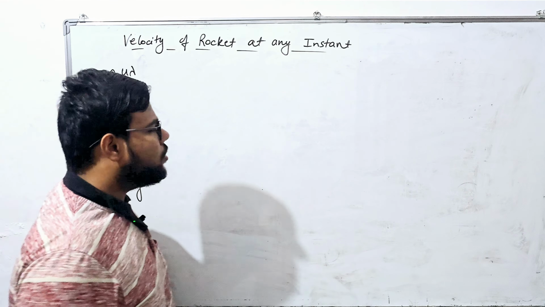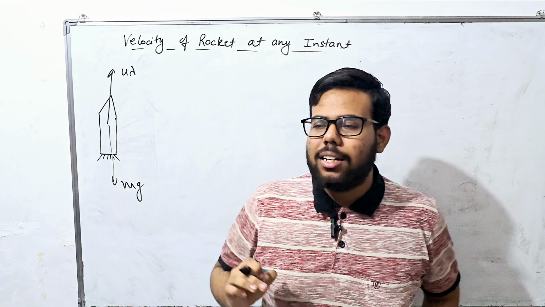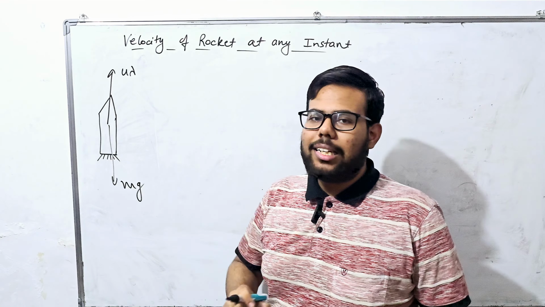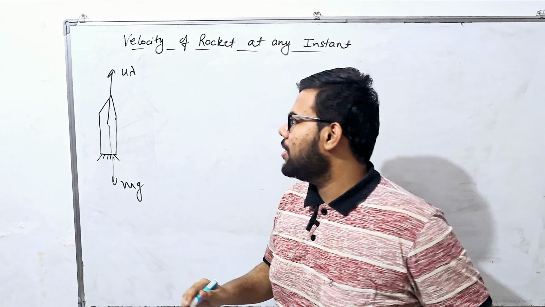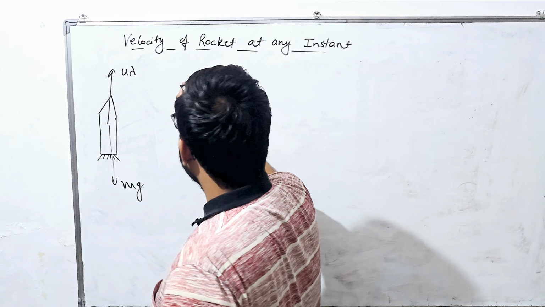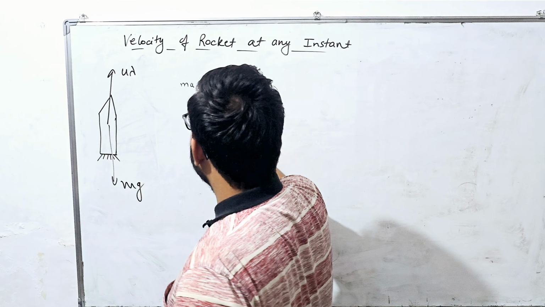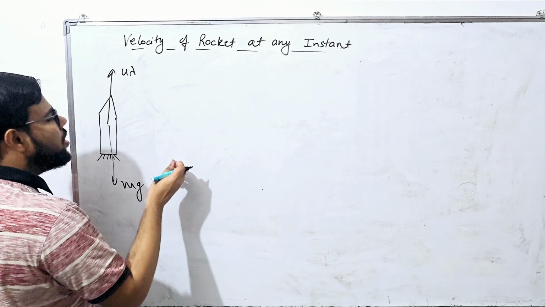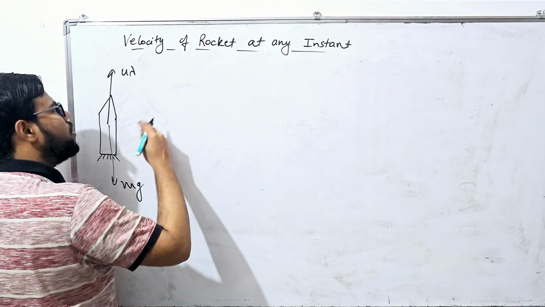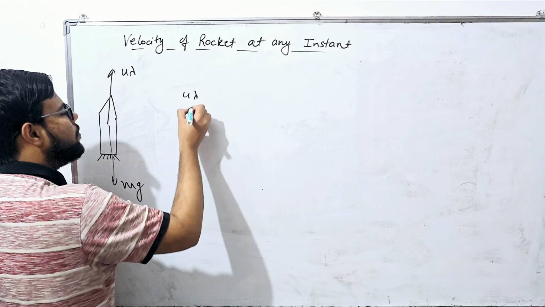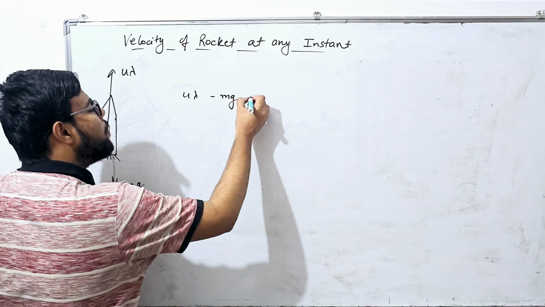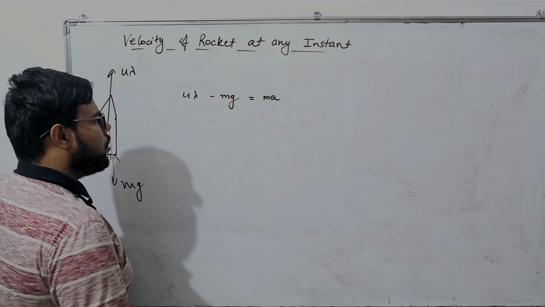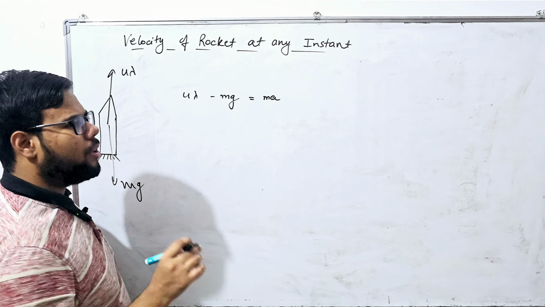So how do we calculate its velocity? If we assume that u and lambda are constant, then we can easily find its value. How? Let's see. Since the net motion of the body is in the upward direction, u lambda minus mg must be equal to ma, correct?